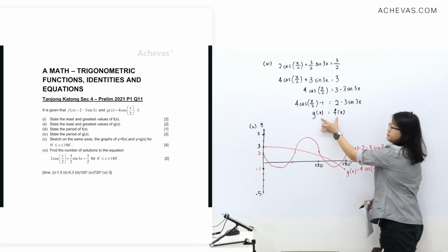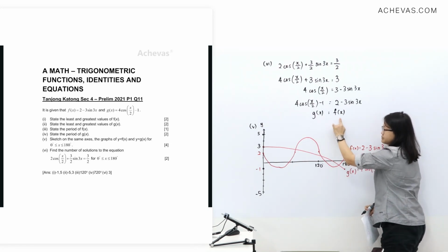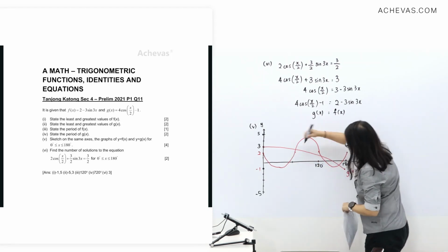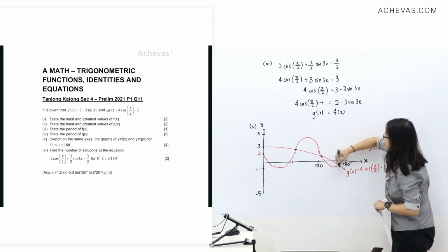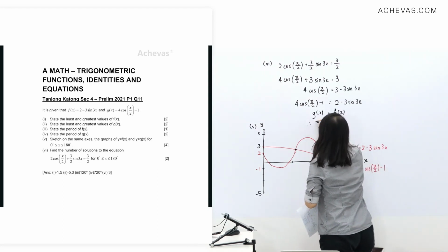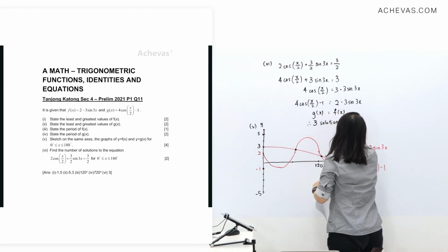So it basically asks you to check the sketching of the graph when g(x) equals f(x), meaning how many intersections are there. So let's take a look. This is 1, this is 2, and this one is 3, right? So therefore, we have 3 solutions.